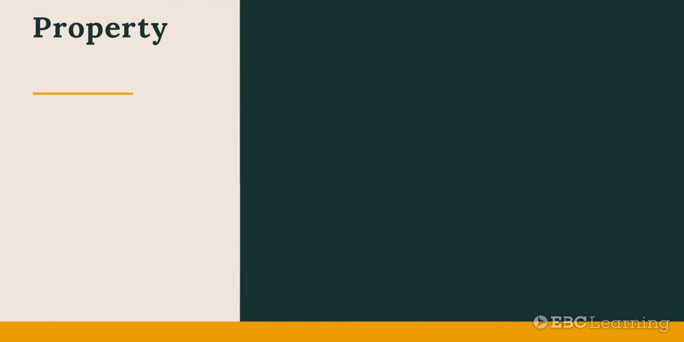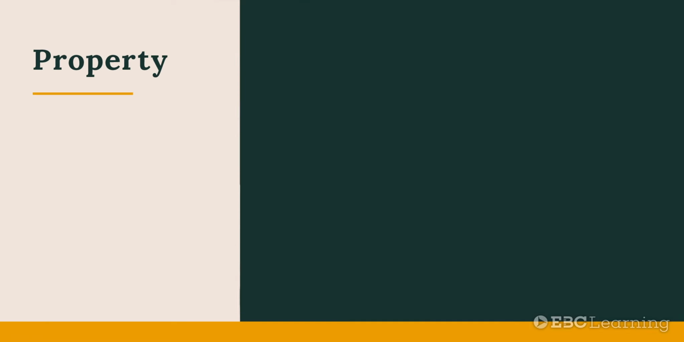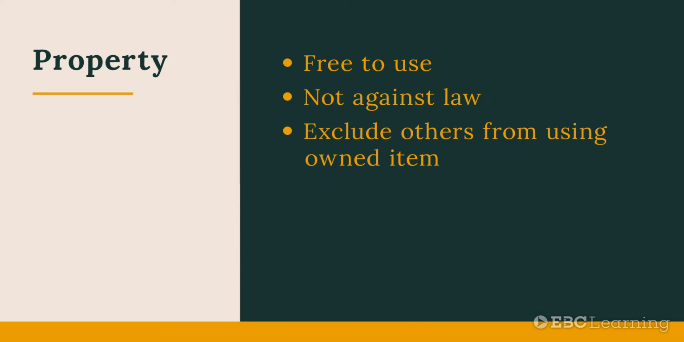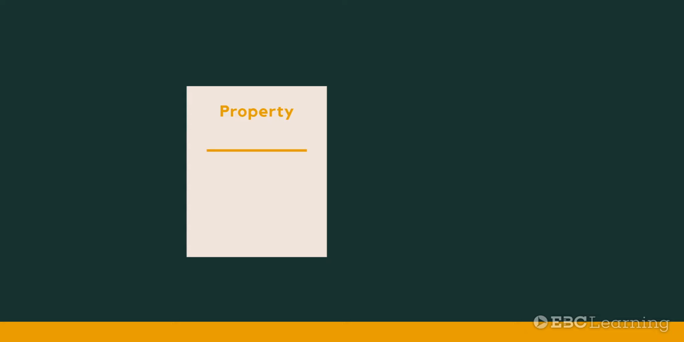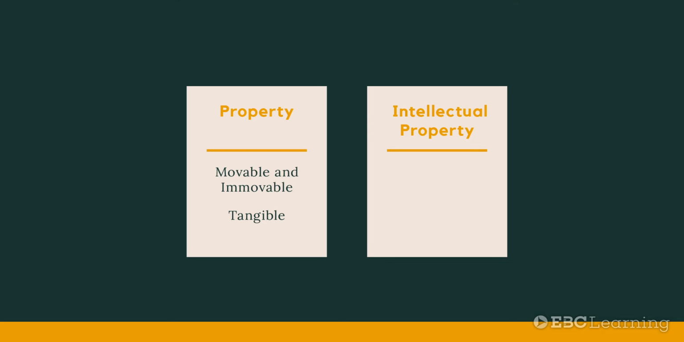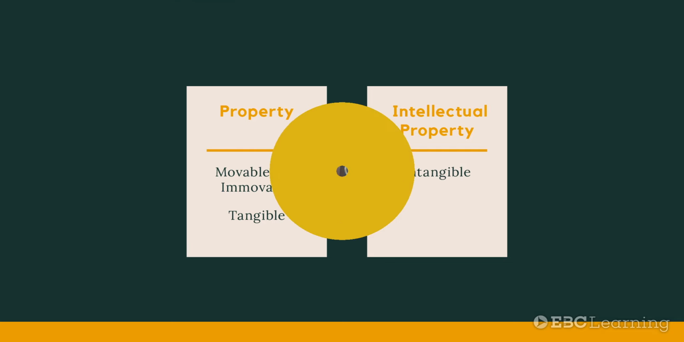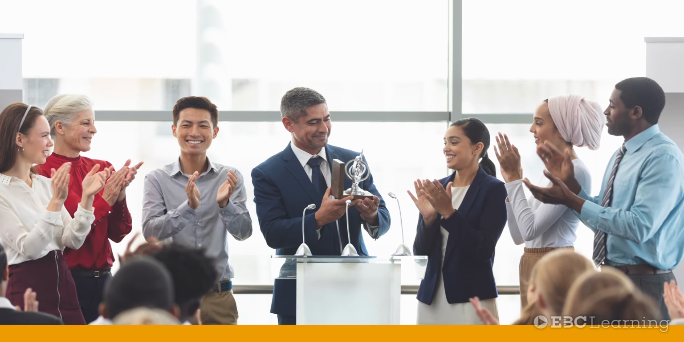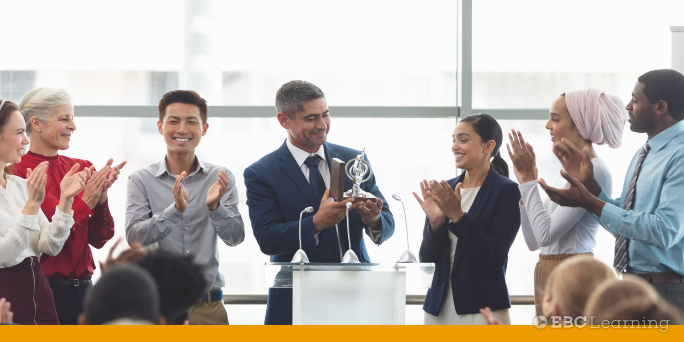When we say property, it means that the owner is free to use it as she wishes, provided the use is not against the law and excludes others from using the owned item of the property. Property is generally known to be in two forms, movable and immovable, and these are in tangible form. Intellectual property, on the other hand, is intangible property. IP rights award individuals or organizations for their creativity.